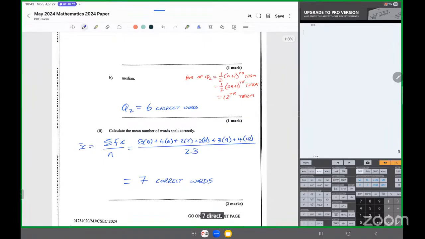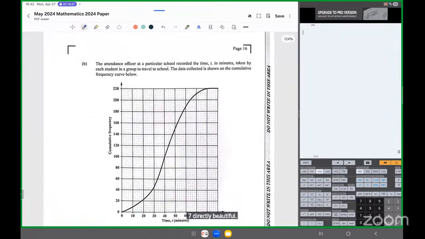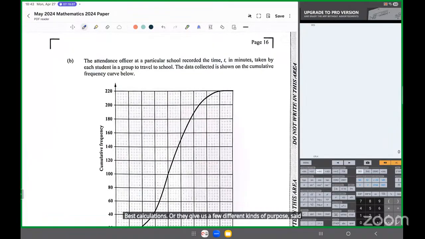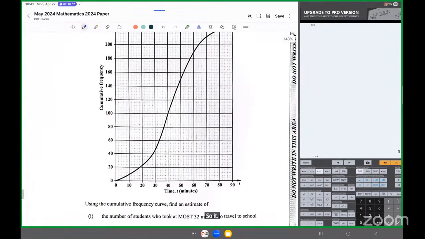Beautiful. Next calculation. They give us a cumulative frequency curve. It said the attendance officer at a particular school recorded the time in minutes taken by each student in a group to travel to school. The data collected is shown in the cumulative frequency graph below. So remember, once it's a cumulative frequency curve, it means that the data was grouped. It was derived from grouped data. So the graph is either showing less than time or less than or equal to time.